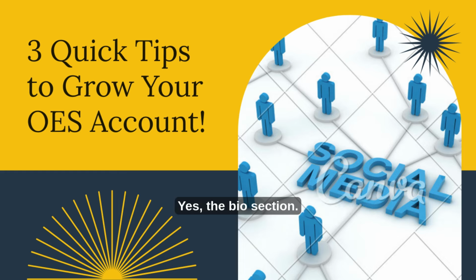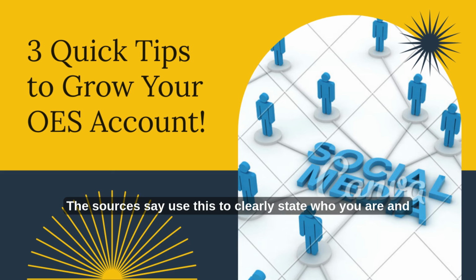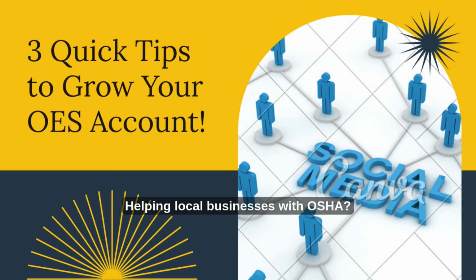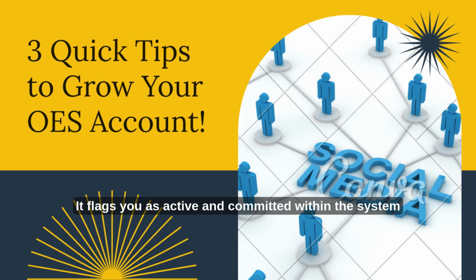The bio. Yes, the bio section. Often wasted space, filled with cliches. The sources say use this to clearly state who you are and the value you bring. Are you focused on AI marketing? Helping local businesses with OSHOP? Be specific about your niche. Be specific. It acts like a filter, attracting the right kind of partners. And of course, keep contact details updated. This signals seriousness not just to people, but apparently to the OnPassive algorithms too. Interesting. It flags you as active and committed within the system itself.